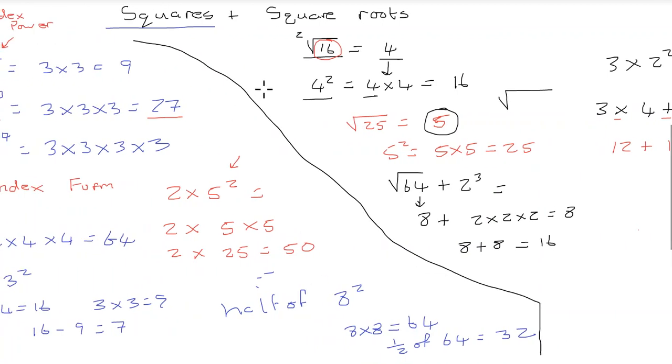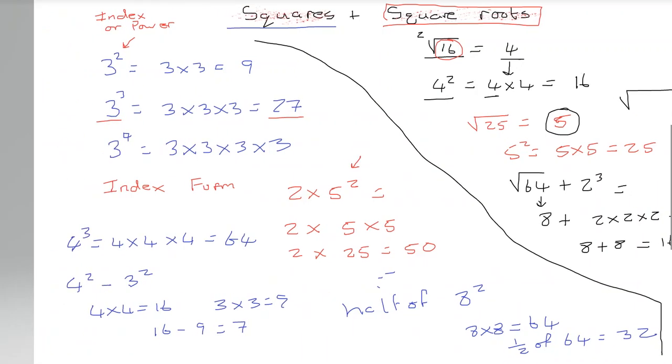Okay, so that's what we mean when we look at squares and square roots. That's what we have talked about in this lesson. Just as a reminder, for squares, this smaller number up here is an index or a power. This 3 to the power of 2 means 3 multiplied by 3, which is 9. When we write a number in this form, it's known as the index form.